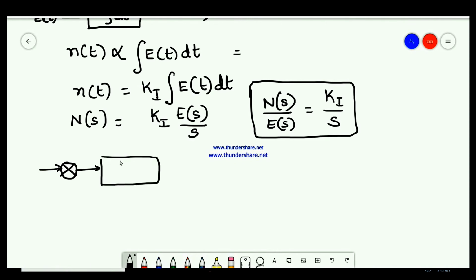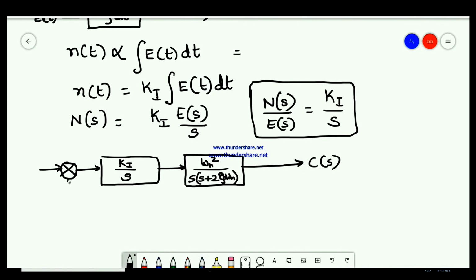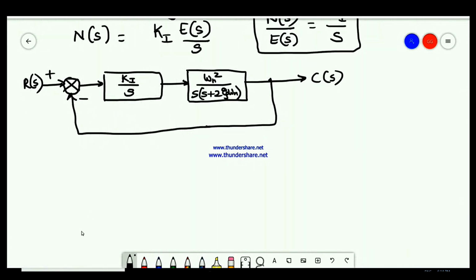So we'll write that block diagram now, where the input is R(s), then the controller Ki by s, which is an integral controller, and then it is given to a second order system, omega n square by s into s plus 2 zeta omega n, giving C(s) as output. Then we take a negative unity feedback. So this is the second order system with an integral controller.